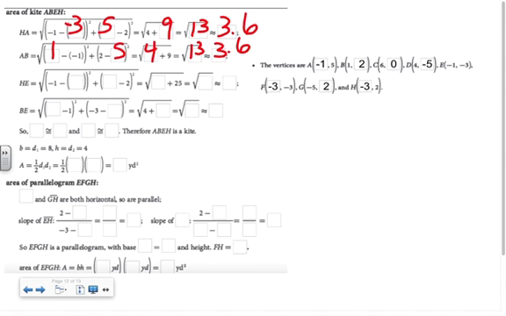That's going to be negative 1 minus negative 3 squared plus negative 3 minus 2. So that's 2 squared, which is 4. You see the negative 3 minus 2 quantity squared is 25. So that's a square root of 29, which is approximately 5.4.